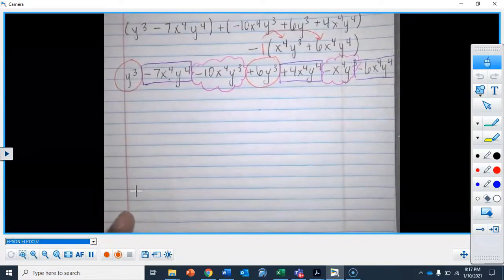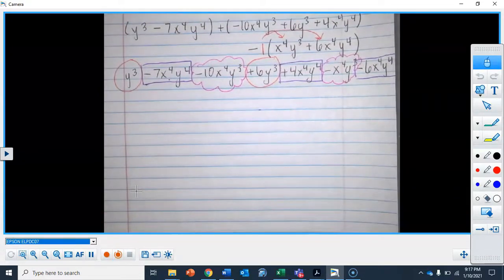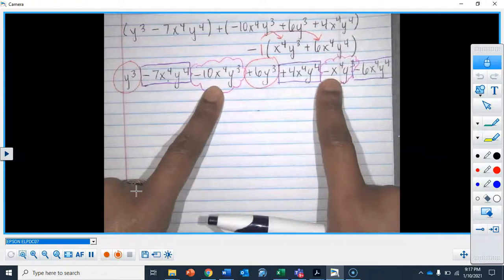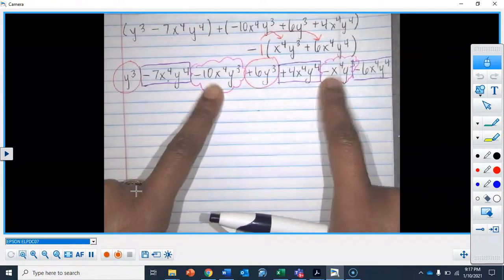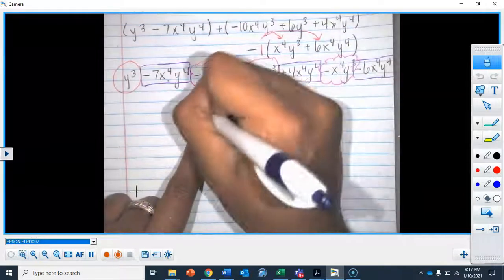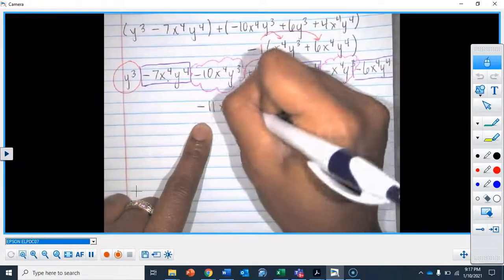All right, so here we go. Again, we know x comes before y, and the proper way to put this in order is we're going to do x to the 4th power, y to the 3rd, because the higher degree is on the x. So we'll combine -10 minus 1, right? That's going to be -11. So let's put -11 x to the 4th, y to the 3rd.